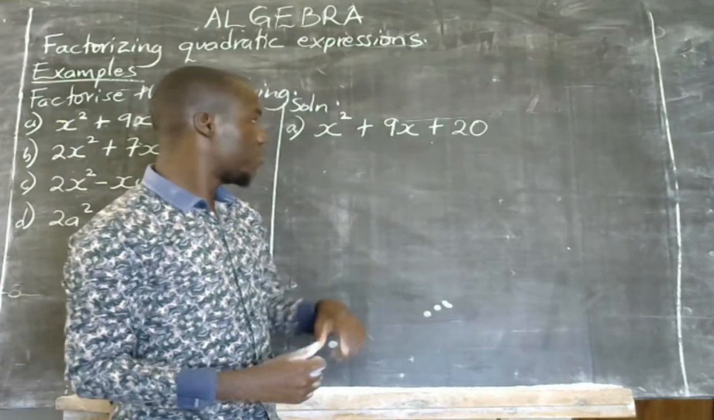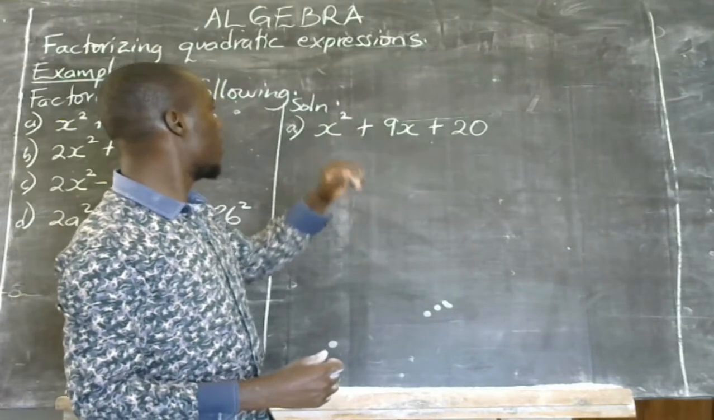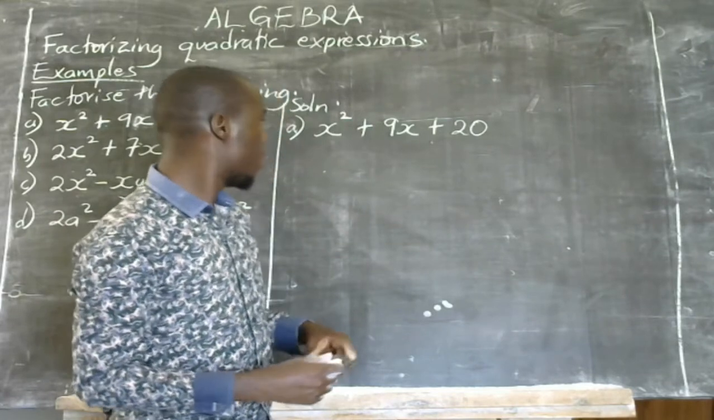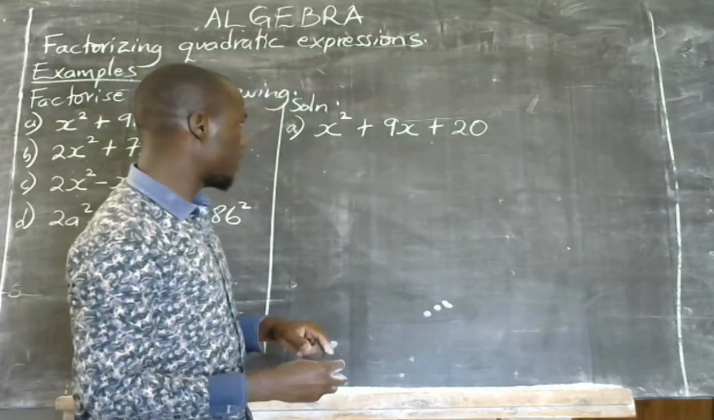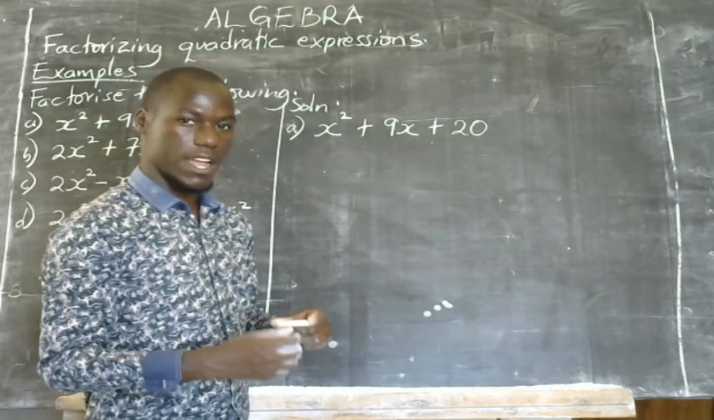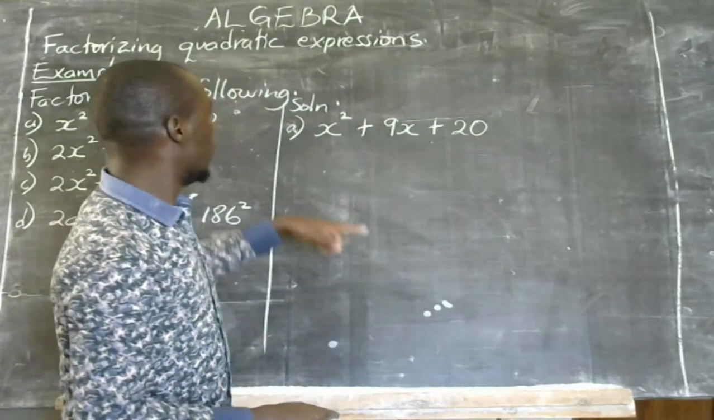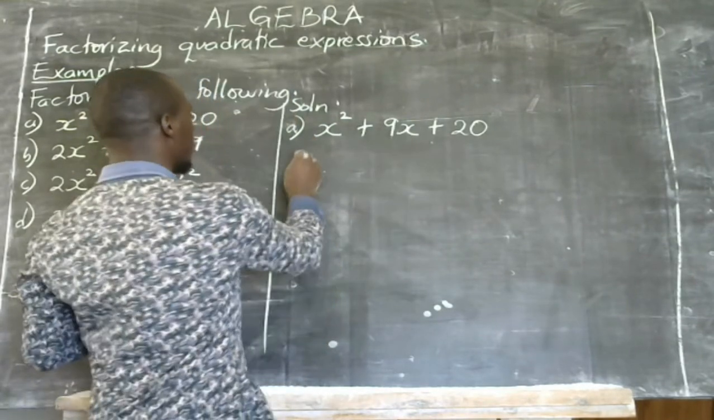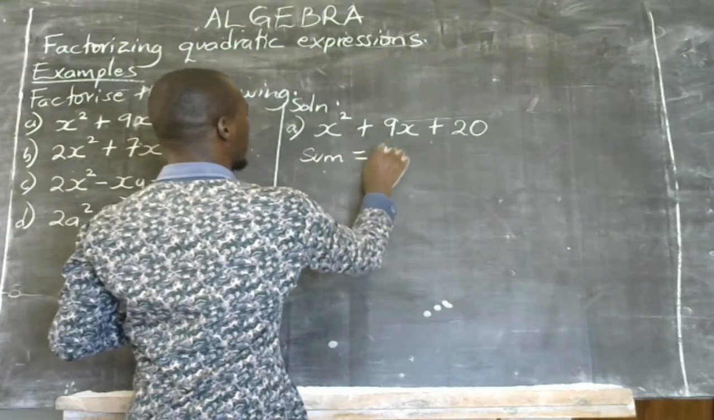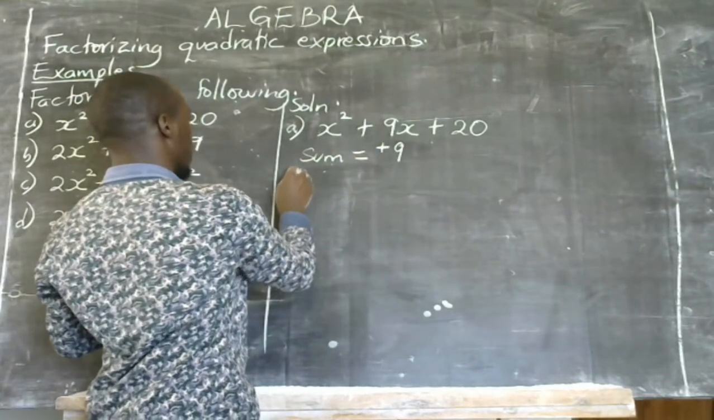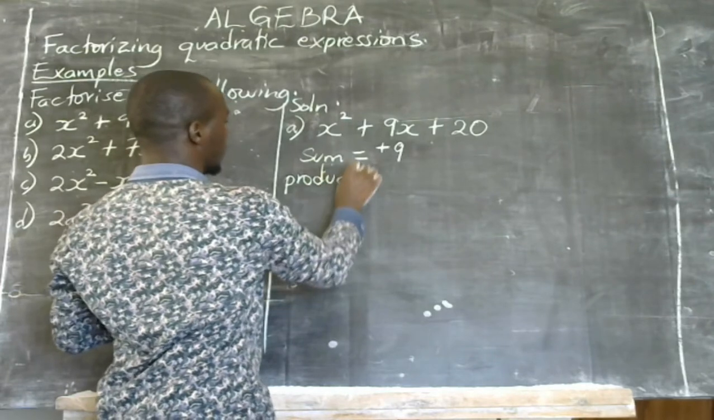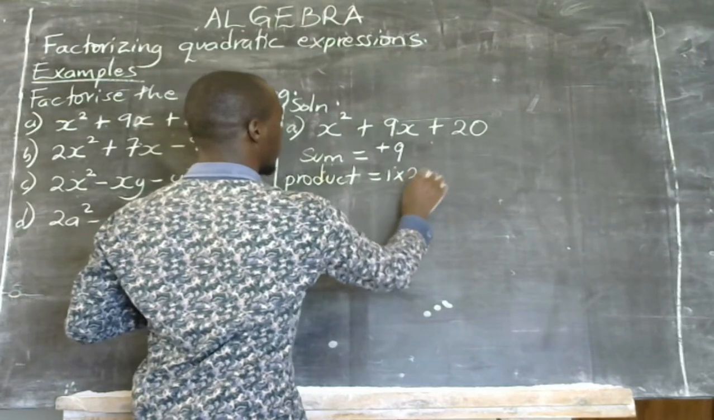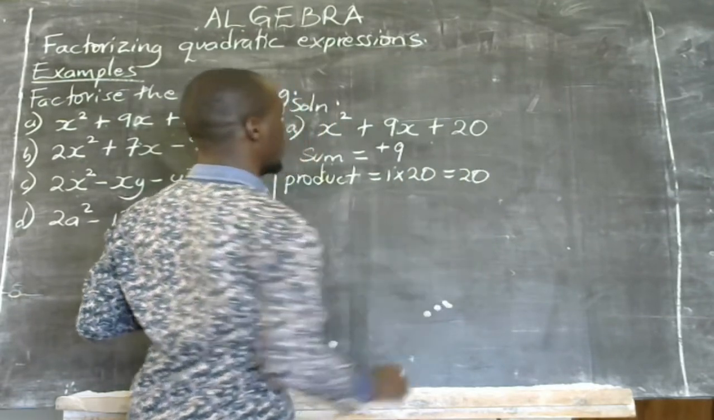So these examples here, you cannot use the idea of the identities like we have used in the previous ones. So you just need here to identify the sum and the product. We have said the sum is that coefficient of the linear term. So our sum is positive 9. Then the product becomes, the coefficient here is 1 times the constant term, which is 20 there.